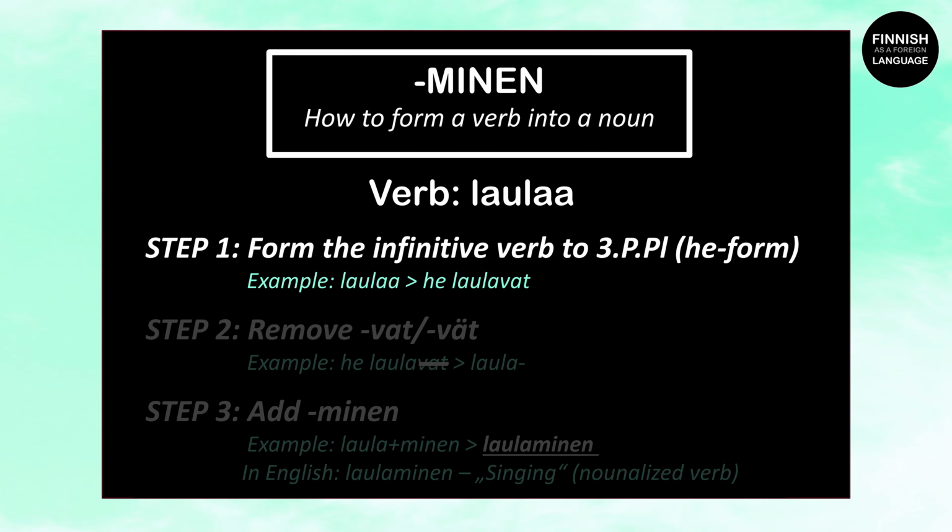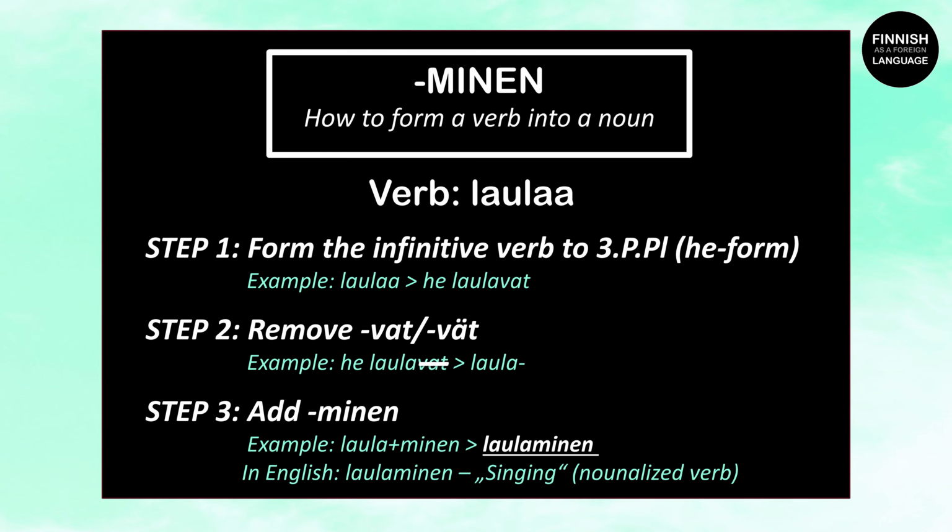So when we want to form a verb into a noun, we have to follow three different steps. Let's take for example the verb laula, which means to sing. So the first step we have to do here is to form the infinitive verb to the third person plural, which is the he form. So this would be here he laulavat, which means they sing. Now in our second step we only focus on laulavat. Here we have to remove either the vat or vet ending. In this example it's the vat ending, so we receive laula.